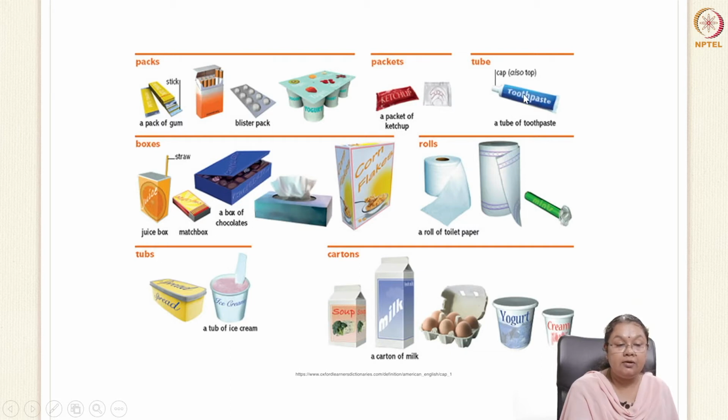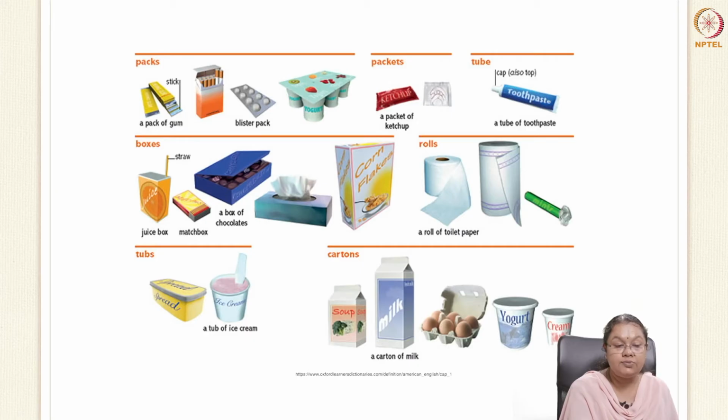Now, the tube we had already seen. It is a tube which is coated with aluminium, and it is mainly used for sauces, toothpaste or creams. Again, we have a juice box, and it is a box-like packaging system for chocolates and juice. Such boxes can also be adopted for tissue paper and other things. And even tissue paper can come in roll form.